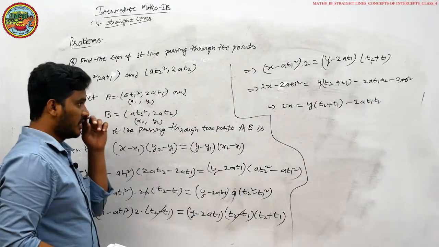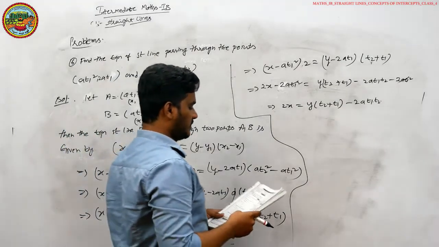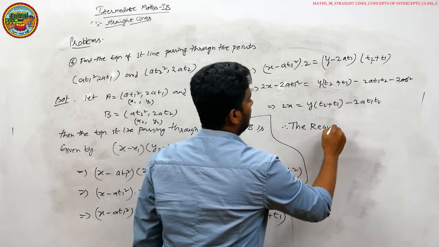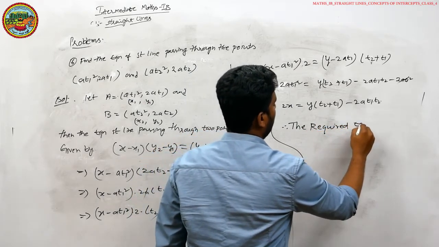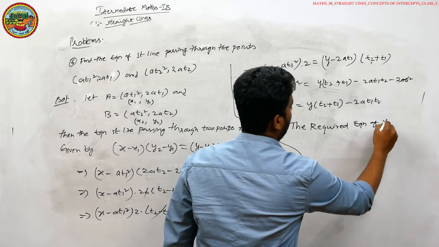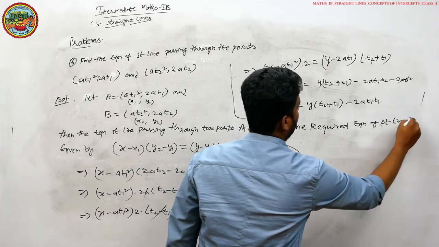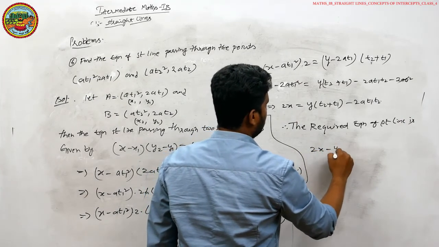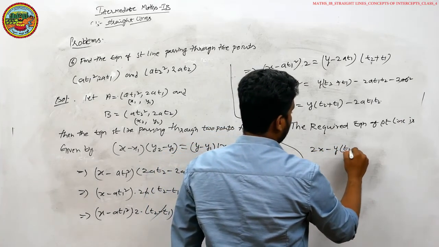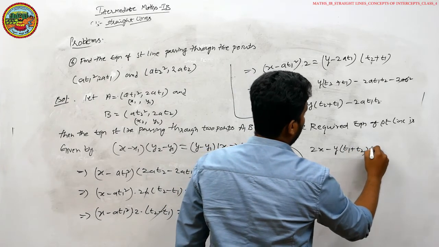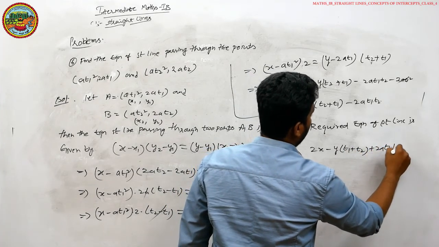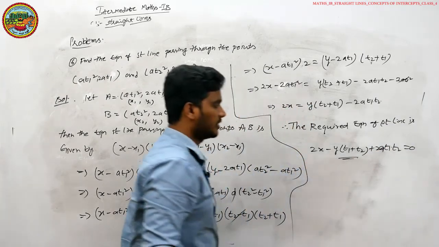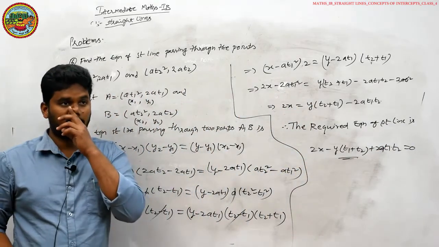So the remaining terms may not be cancelled, therefore the required equation of straight line is 2x minus y into t1 plus t2 plus 2a t1 into t2 is equal to 0. So this is the required equation of the straight line.